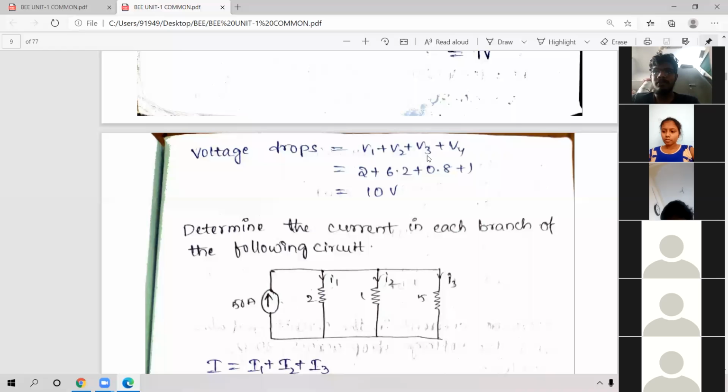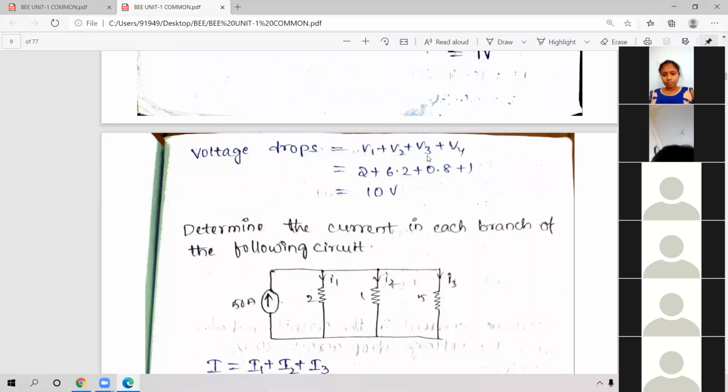So that means 50 amps is going to divide into three paths. One path is through 2 ohms, indicated with I1. Another path is 1 ohm, indicated with I2. And another path is 5 ohms, indicated with I3. What you have to do is find the currents I1, I2, I3. I1 plus I2 plus I3 should be 50 amps. So when you find the I1, I2 and I3 values, you need to get the same answer, 50. Okay, work out that one. Tell me I1, I2, I3.